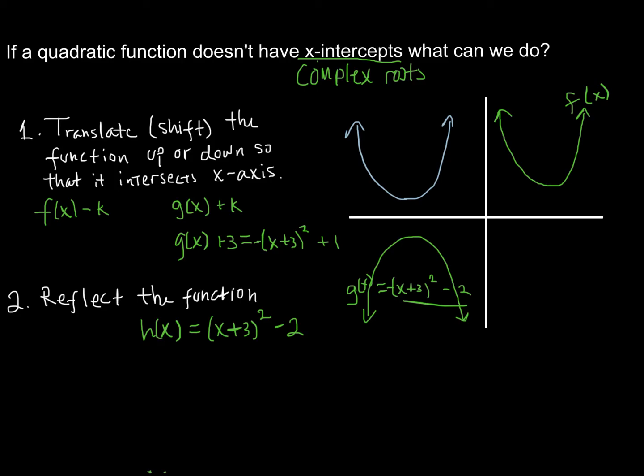So to reflect the function over the vertex, which is what we want to do, over the vertex, we need to change the sign of the a coefficient.